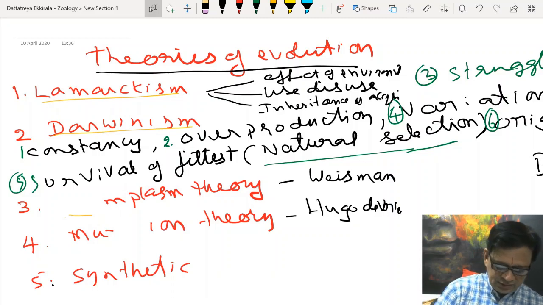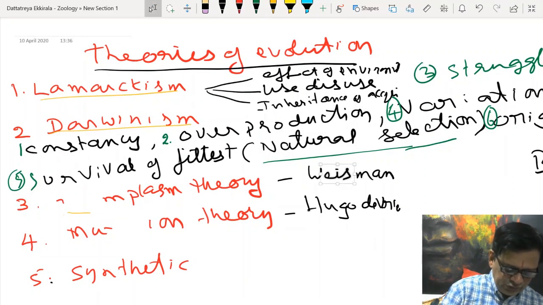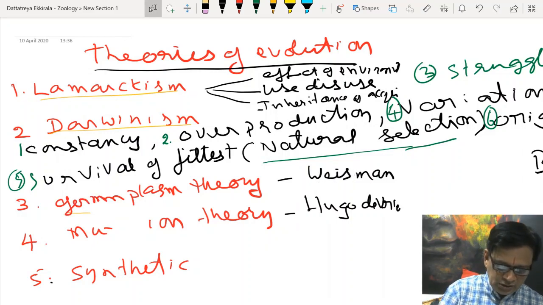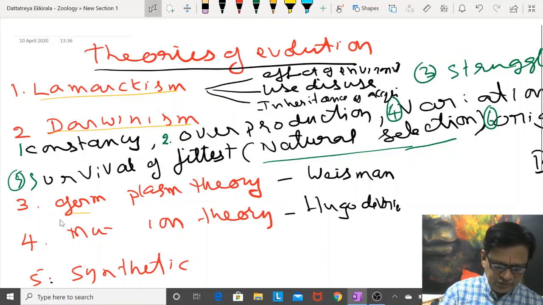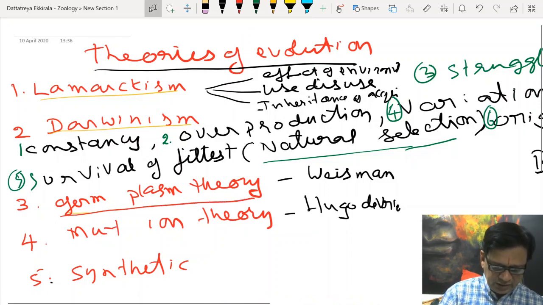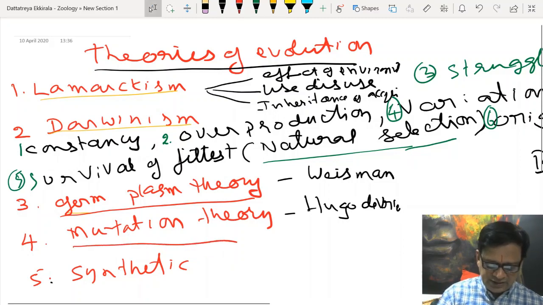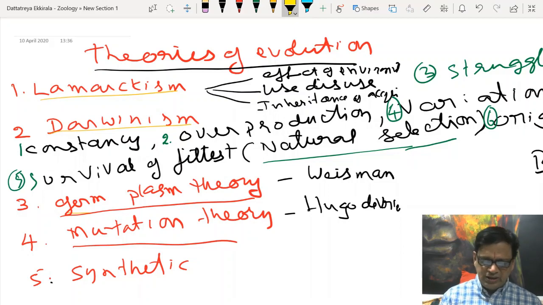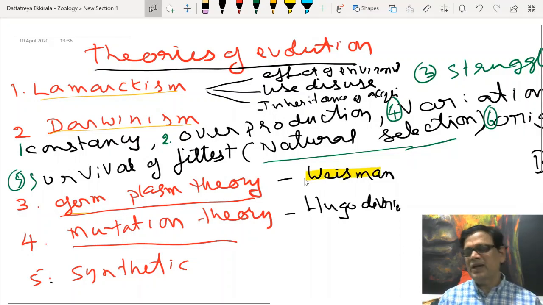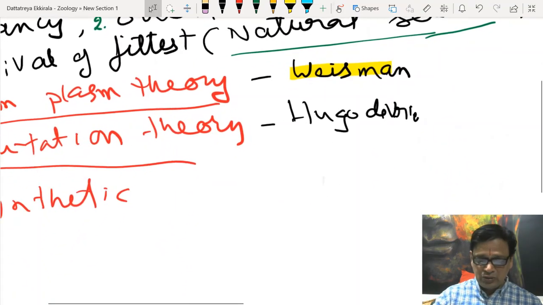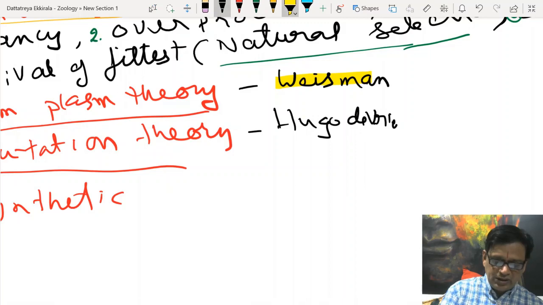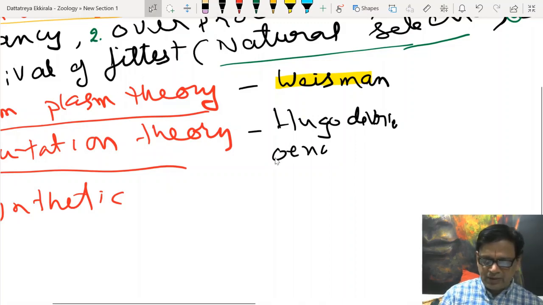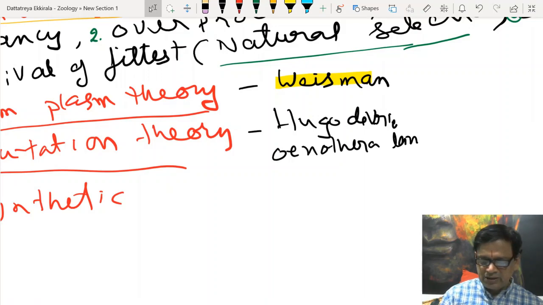But there is another theory called germplasm theory, given by August Weismann. Germplasm theory, then mutation theory. So what is germplasm theory? Any changes acquired in somatic cells will not be passed on to the next generation. Only changes that occur in the gonads will be passed on to the next generation. And coming to mutation theory, Hugo de Vries worked on a plant called Oenothera lamarckiana.